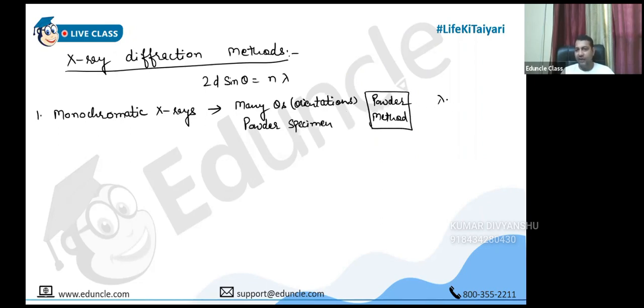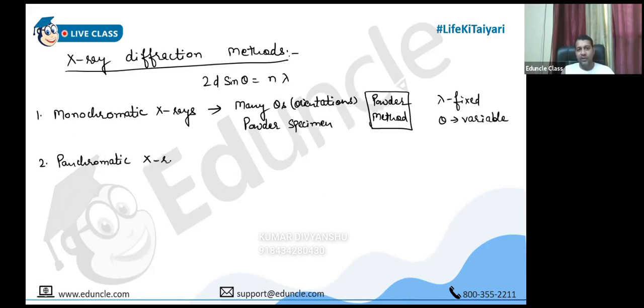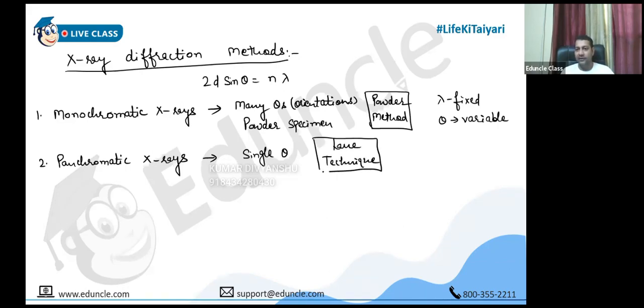So in this method, what do we have? Lambda is fixed, theta is variable. This is what we have in the powder diffraction method. Now, either we can have panchromatic, or polychromatic, X-rays, meaning varying lambda. Lambda is variable, so you have to fix theta, because you cannot vary both quantities. This is called the von Laue technique of X-ray diffraction. Lambda variable, theta fixed. Clear?